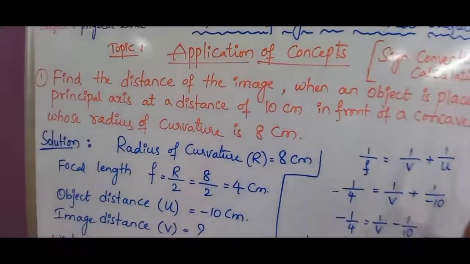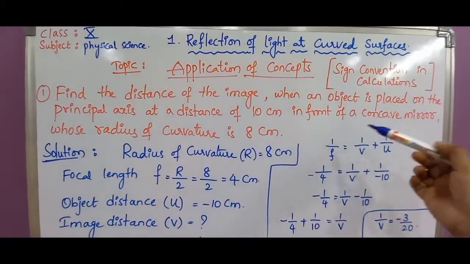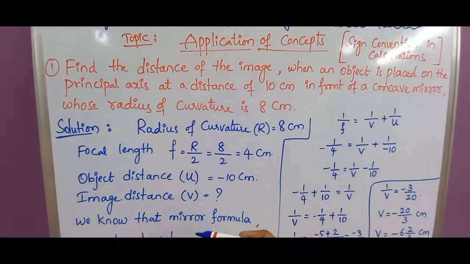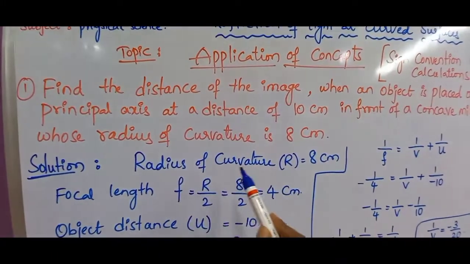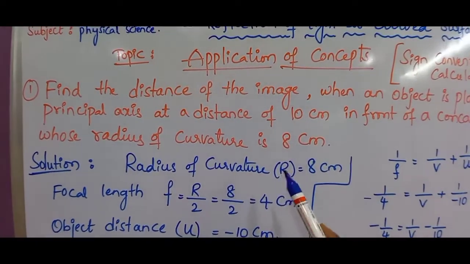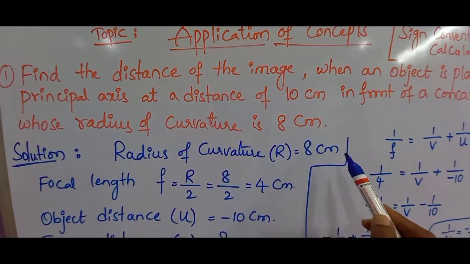So this is the question given. First of all, from the given information, we have to write down what information is given here. Given data should be noted down first. So the radius of curvature of the mirror is given. Radius of curvature is represented with capital R. So capital R is equal to 8 centimeters.